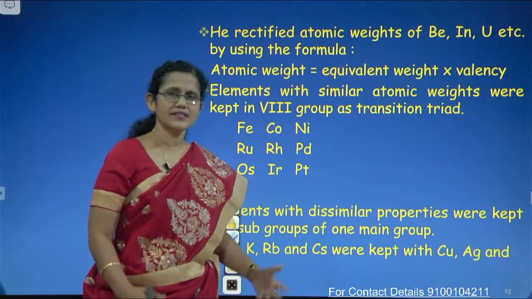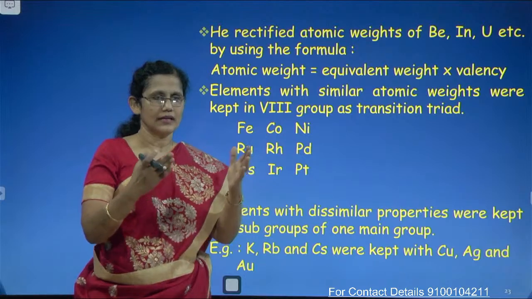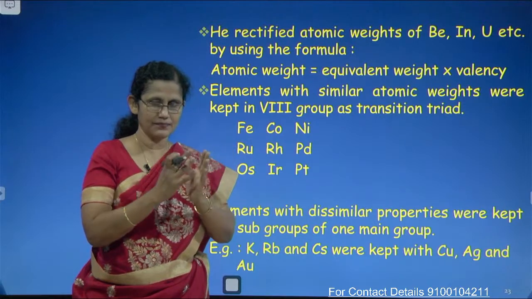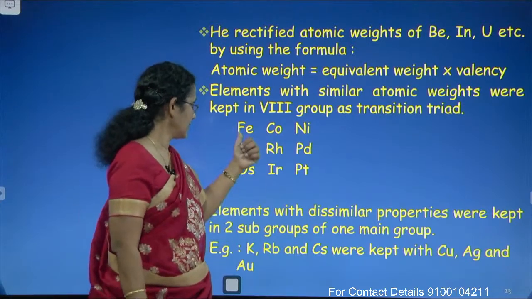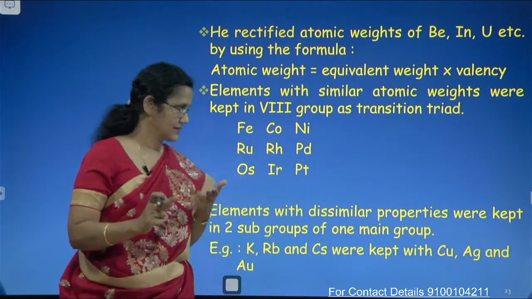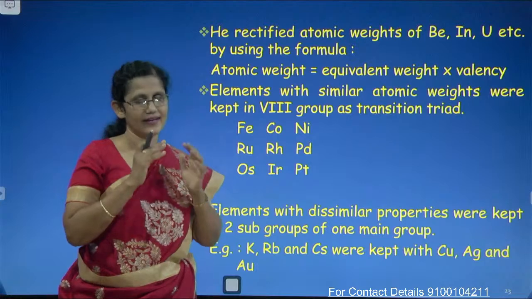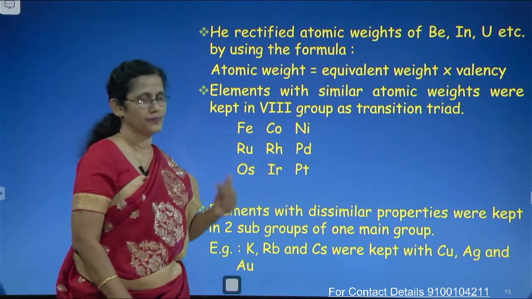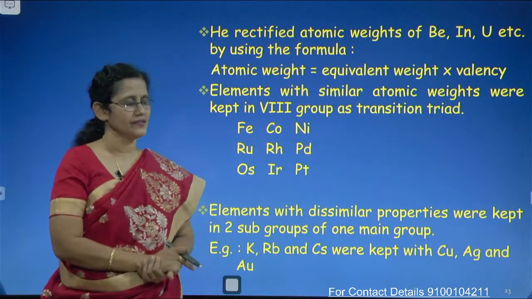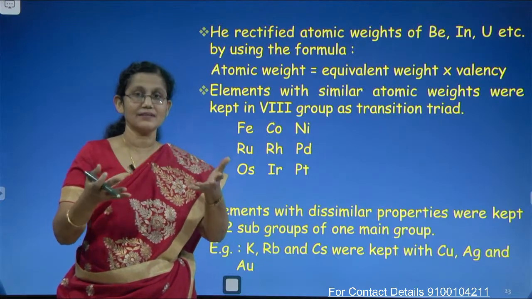Now, we are discussing main features of Mendeleev's periodic table. In this table, elements in the 8th group, 3 elements he kept as a row. For example, iron, cobalt, nickel, ruthenium, rhodium, palladium, osmium, iridium, platinum, the transition triad. In this 8th group, he placed 3 elements as a row, right. Now, what he observed, elements with dissimilar properties, but he kept together.